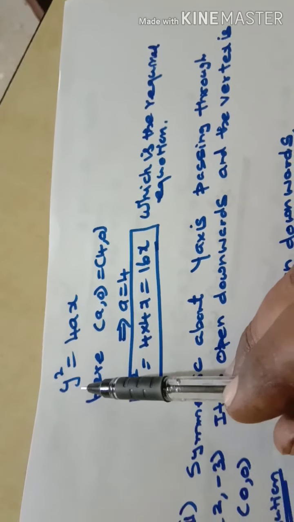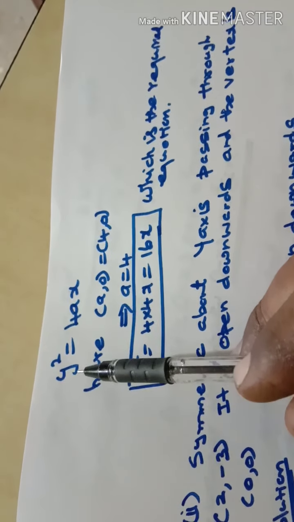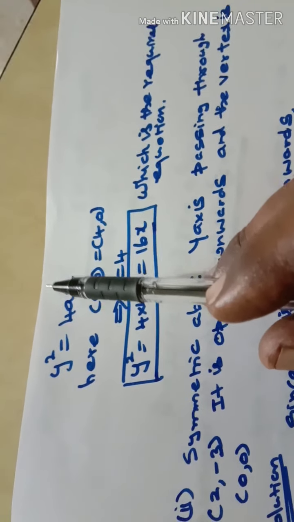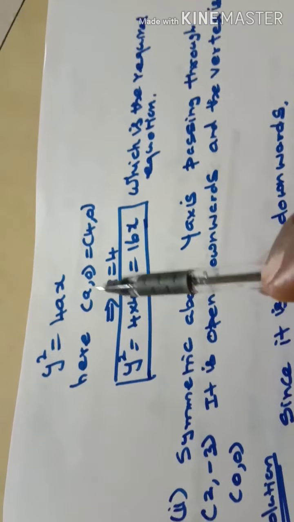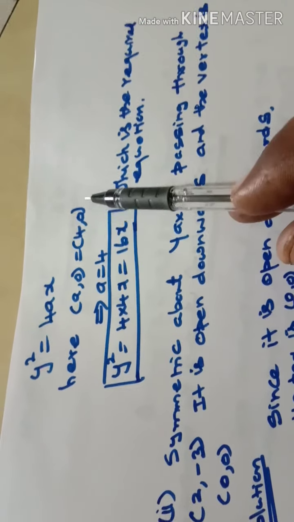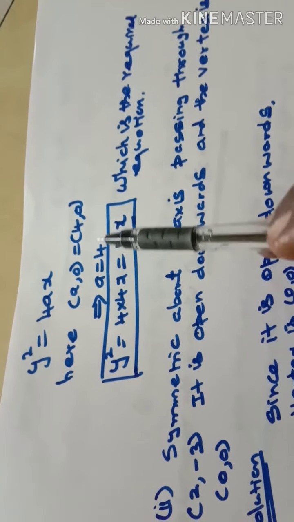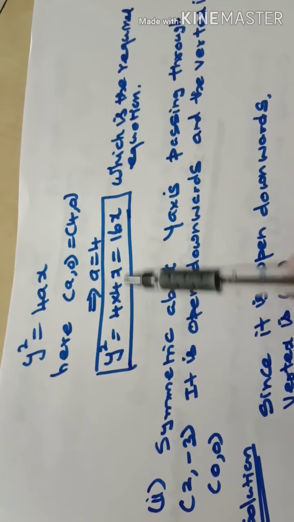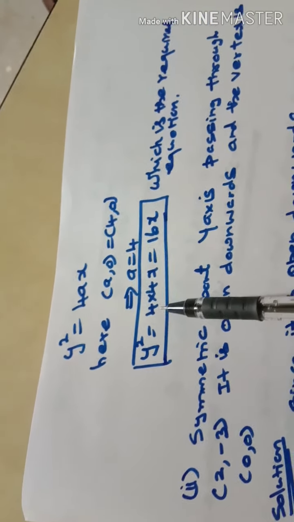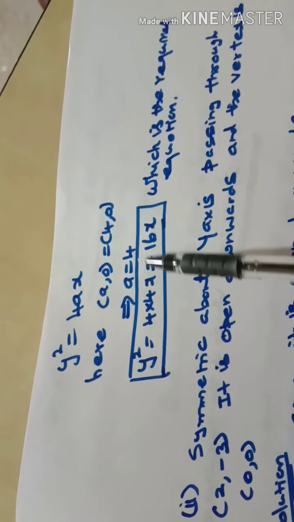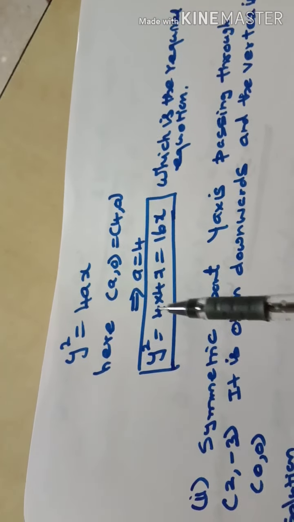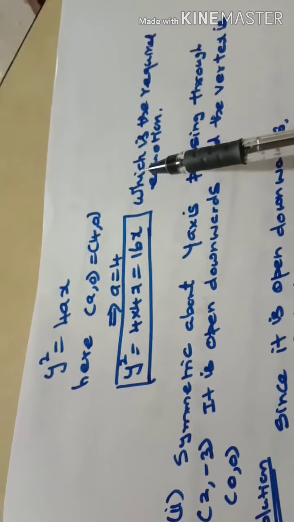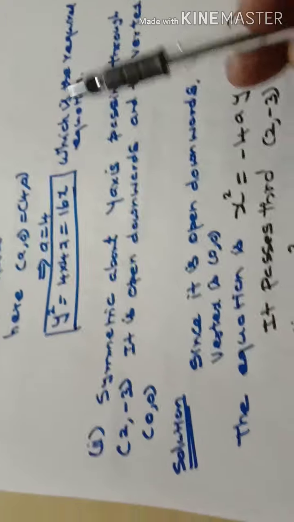y square equal to 4ax, because the focus we are given is of the form (a, 0). So here (a, 0) is (4, 0). That implies a is equal to 4. So y square equal to 4ax, 4 into 4 into x, that is equal to 16x, which is the required equation.